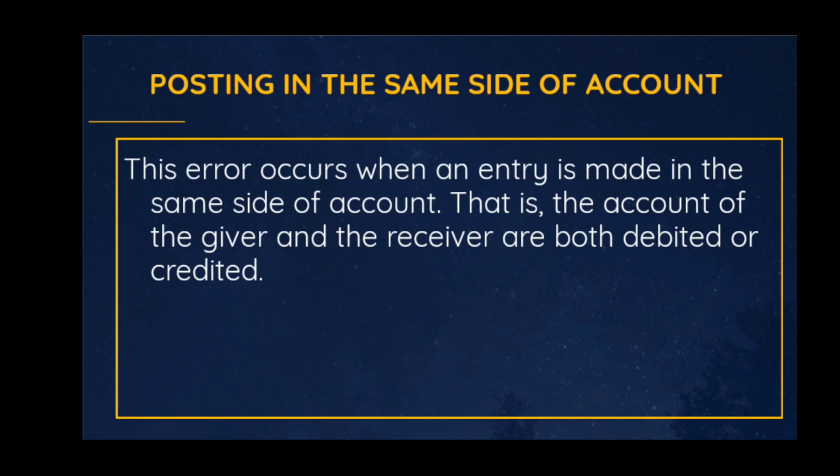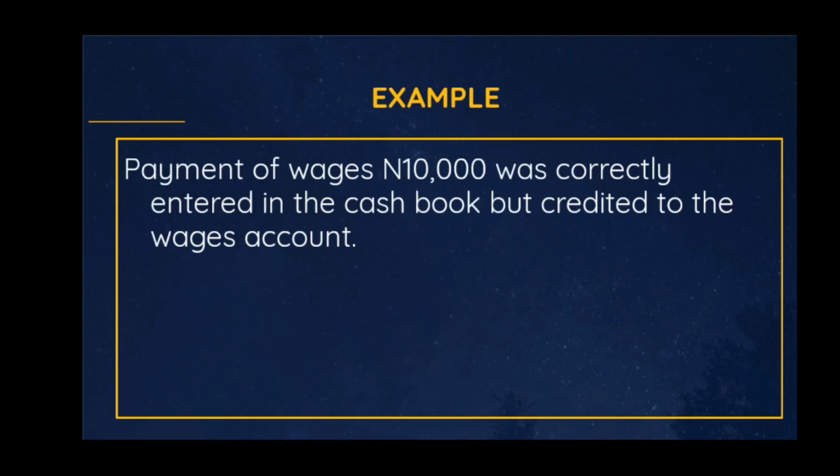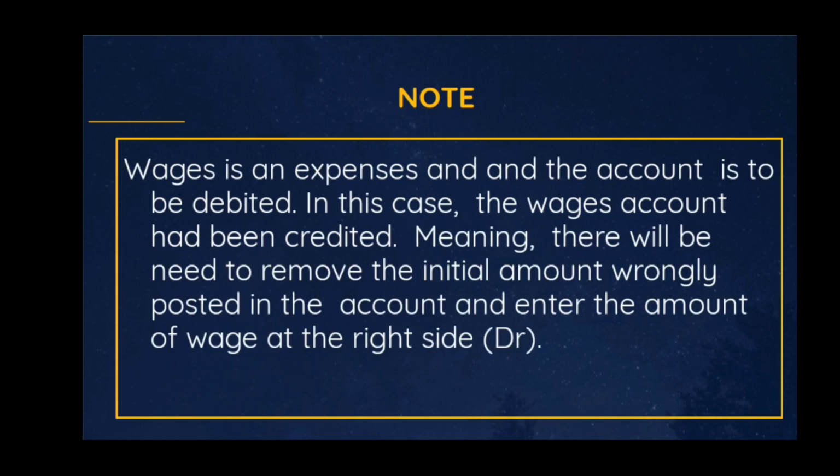So let's take an example under that. Payment of wages 10,000 naira was correctly entered in the cash book but credited to the wages account. Wages is an expense, and an expense is a debit entry. But in this case, the wages account was credited. So I want you to take note: wages is an expense and the account is to be debited. In this case, the wages account had been credited, meaning there will be need to remove the initial amount.